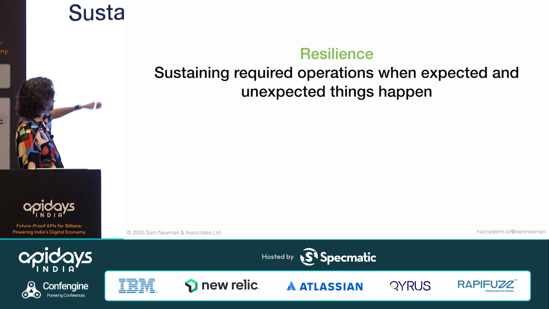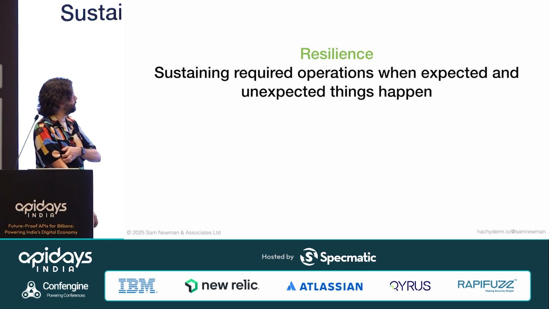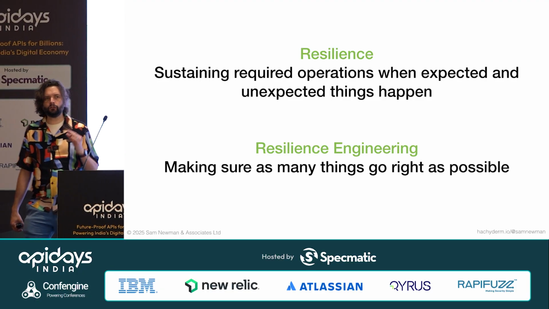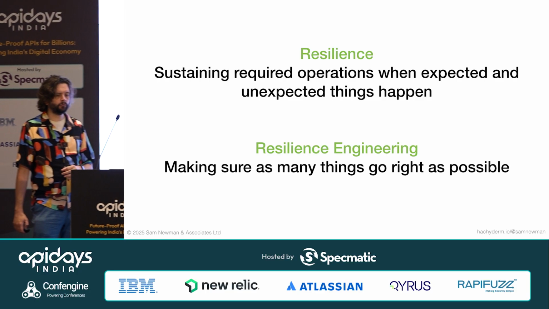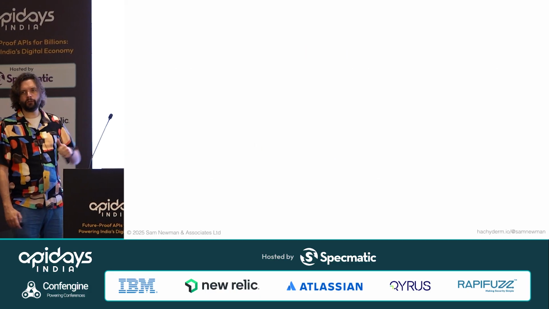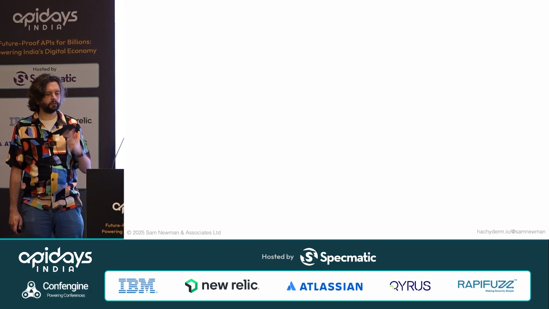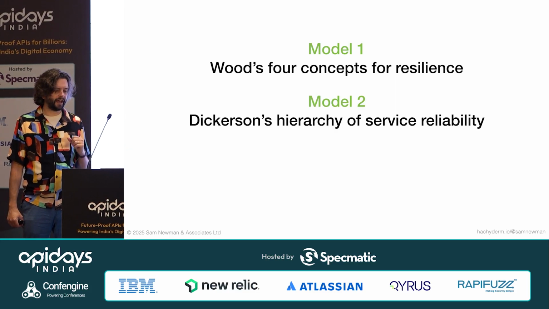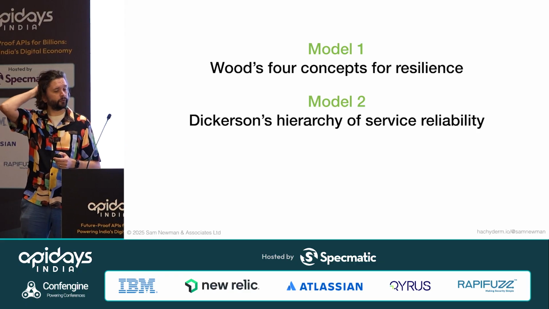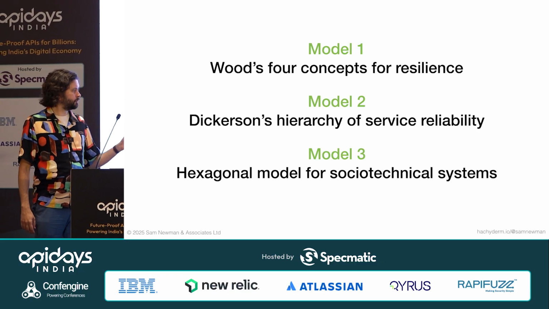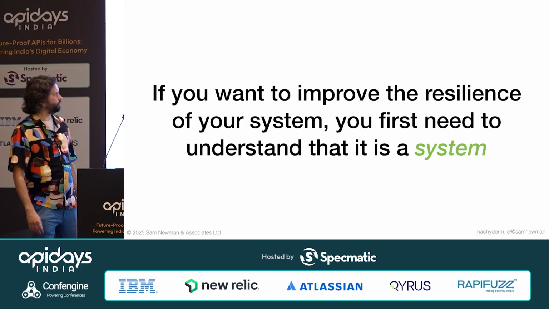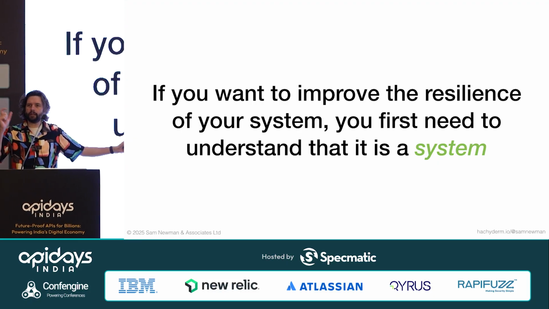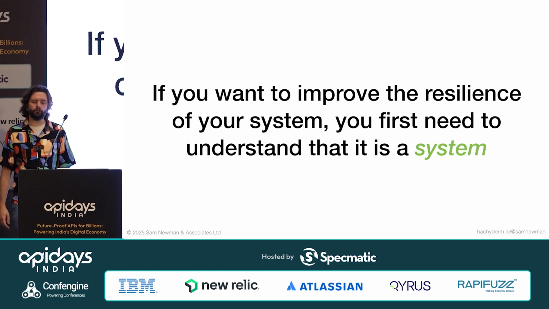So you've looked at resiliency, sustaining required operations when expected and unexpected things happen. We looked at resiliency engineering, which is about making sure as many things go right as possible. We've then looked at Woods' 4 models for resiliency, the Dickinson hierarchy of service reliability, and finally, the hexagonal model for socio-technical systems. And on that note, just remember, if you want to improve the resiliency of your system, you first need to understand that it is a system, and looking at just one thing in isolation may not necessarily improve the things you would like.